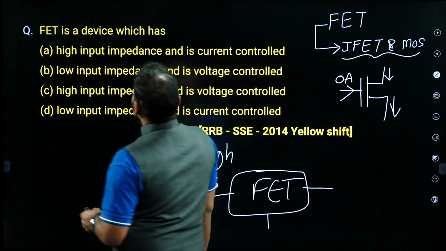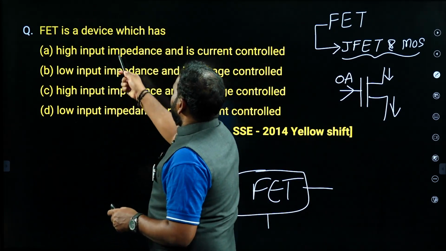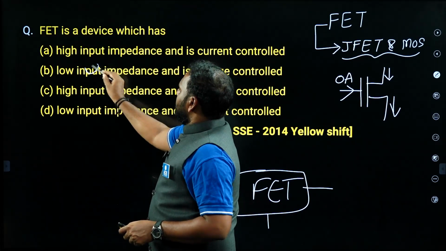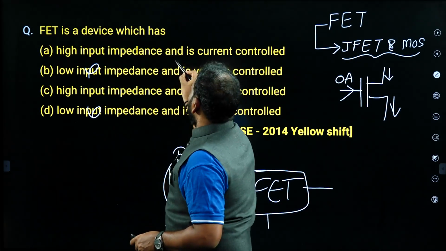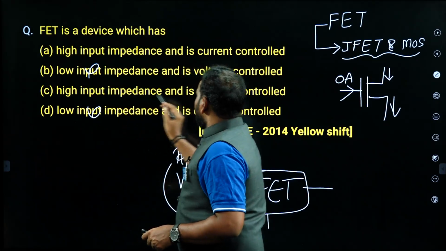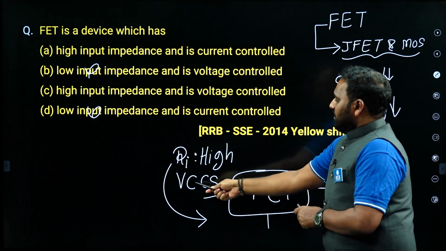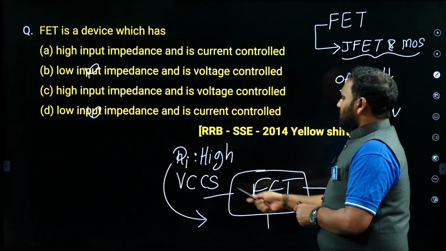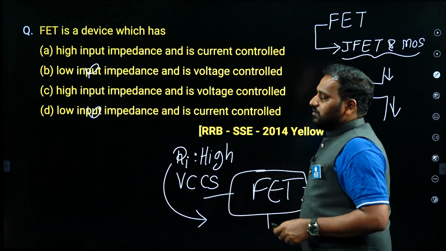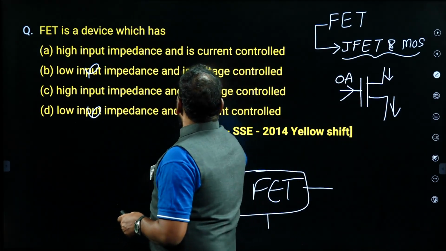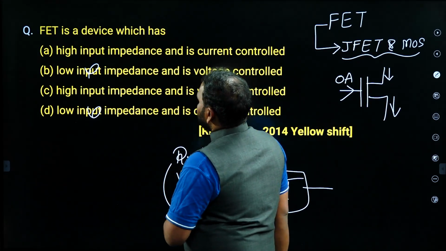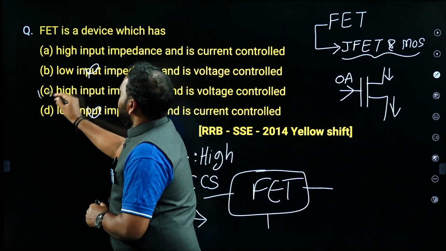What is this question? FET is a device which has high input impedance and current control, or high input impedance and voltage control. Look at this, it is a voltage controlled current source. What type of controlling? Voltage controlled. So high input impedance and voltage controlled. C is the correct option.